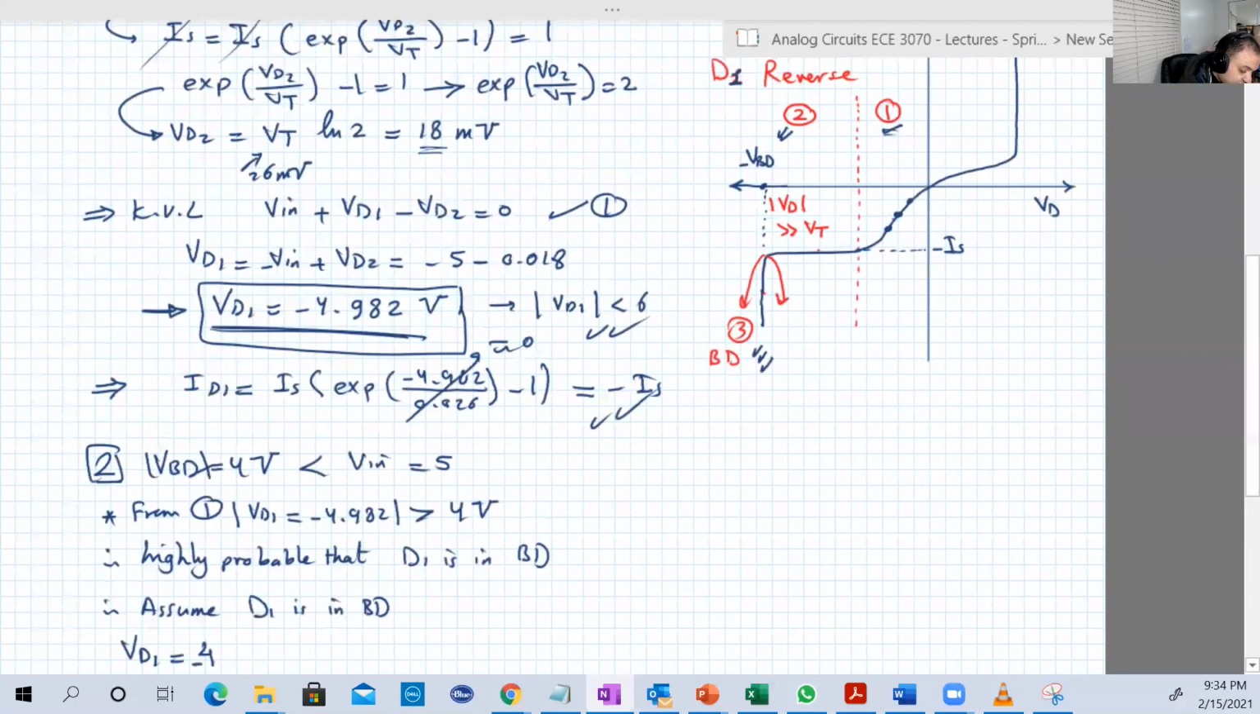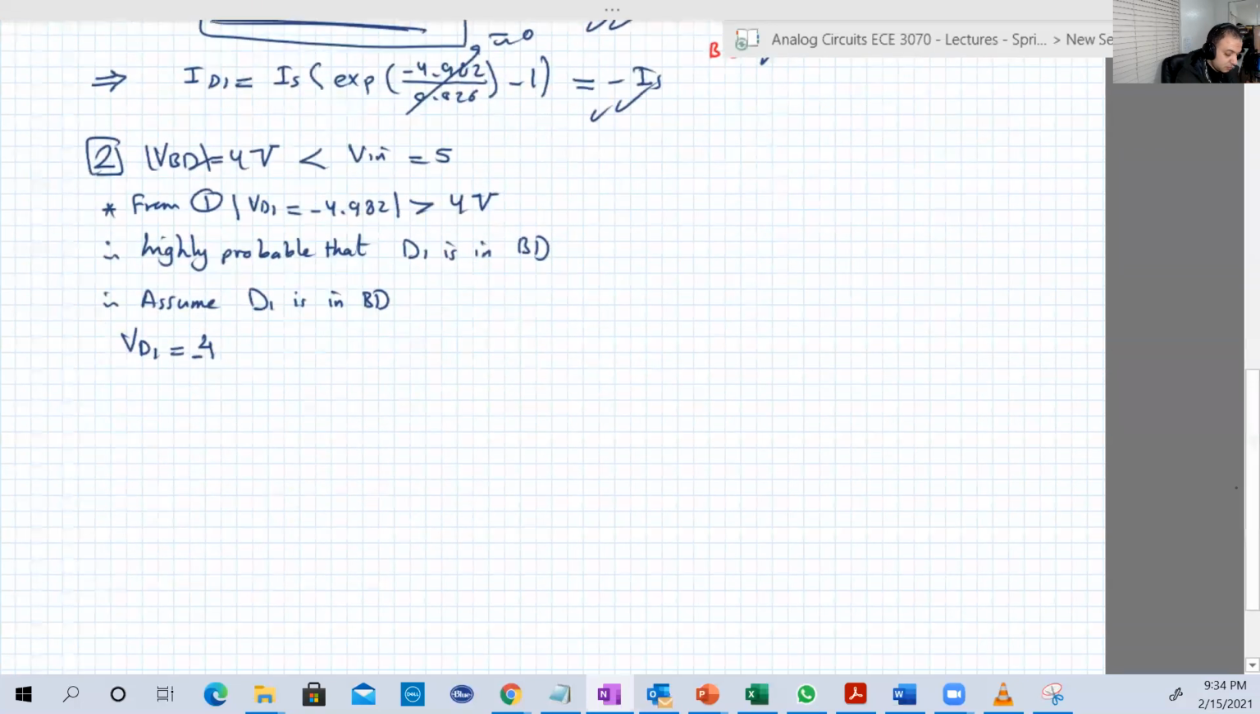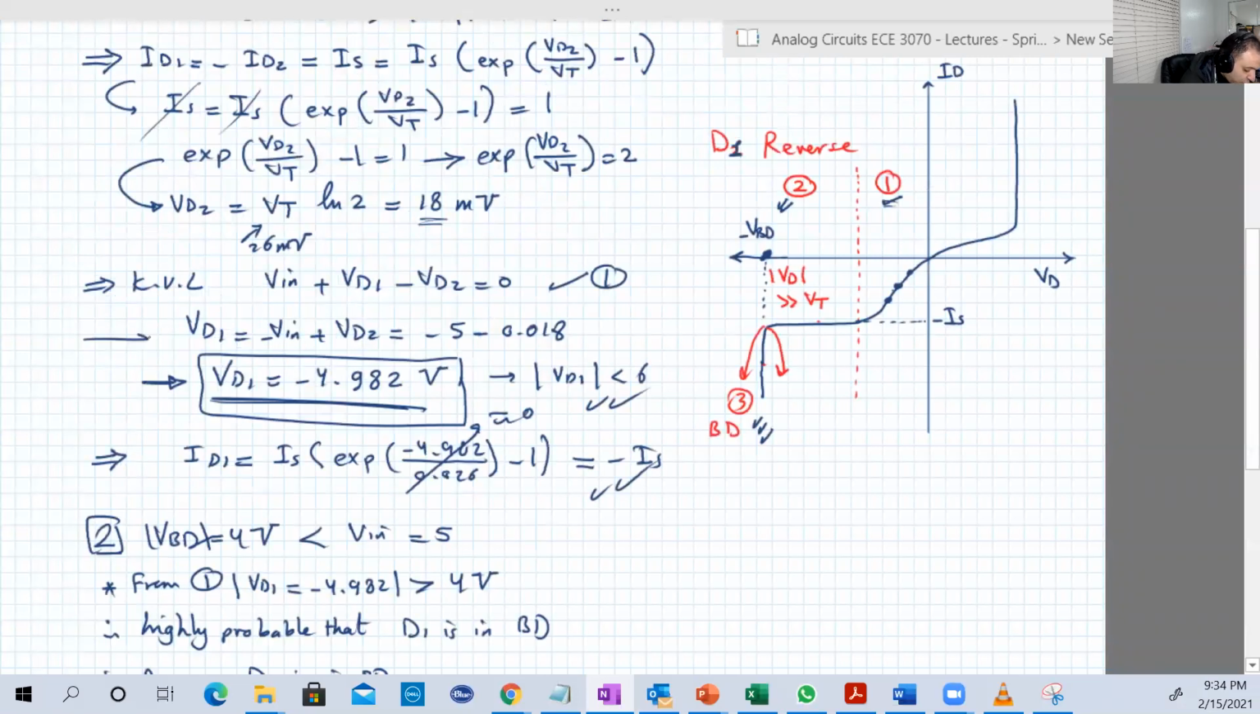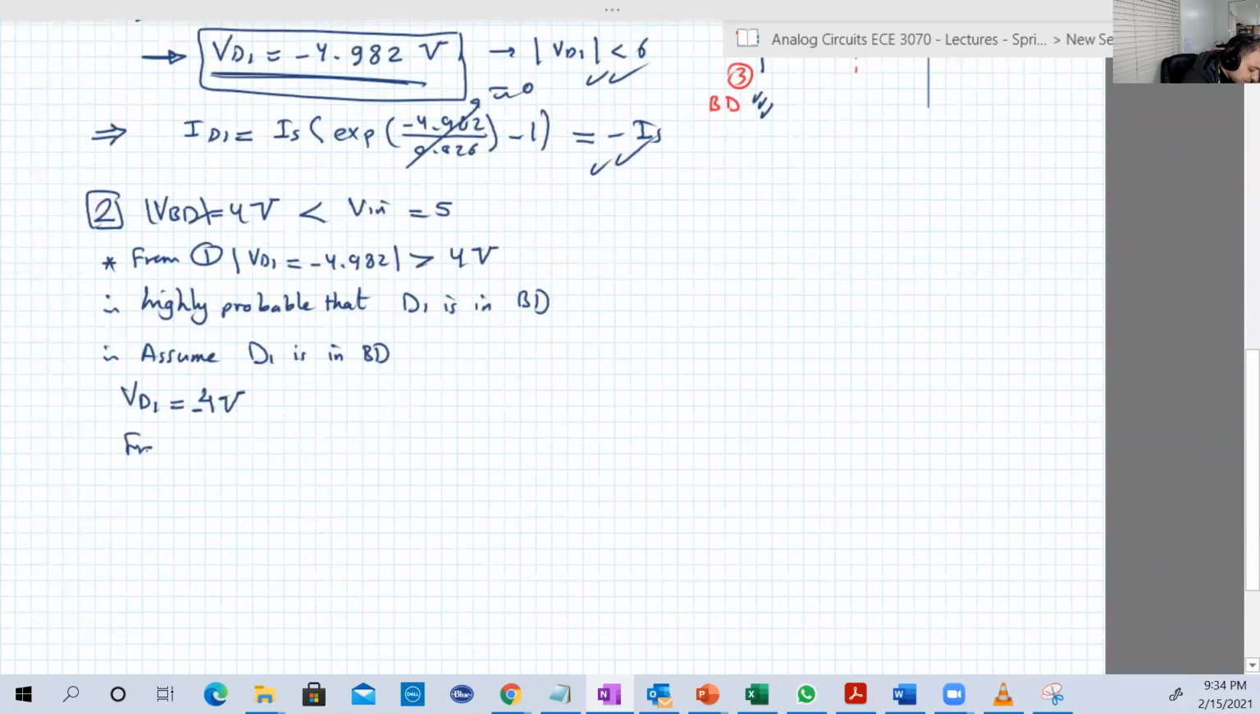Because if we are in reverse, the voltage is negative. Minus 4 volt. Now you know V input, you know VD1, you can know VD2 because Kirchhoff is a fact. Kirchhoff working all the time. So we can know VD2 from that equation. Let's call it equation 1. So from equation 1, VD2 is equal to V input plus VD1. 5 minus 4 is 1 volt.